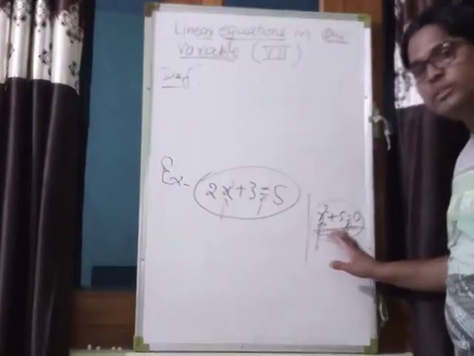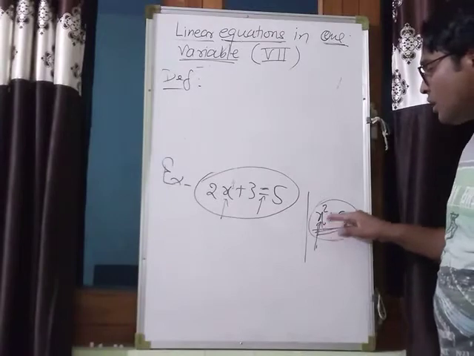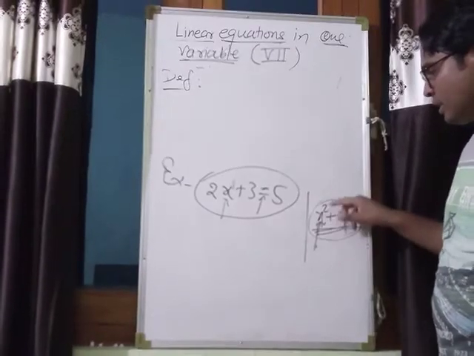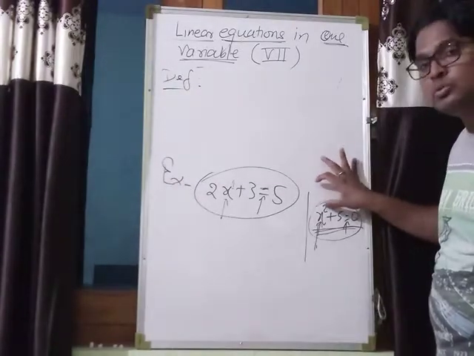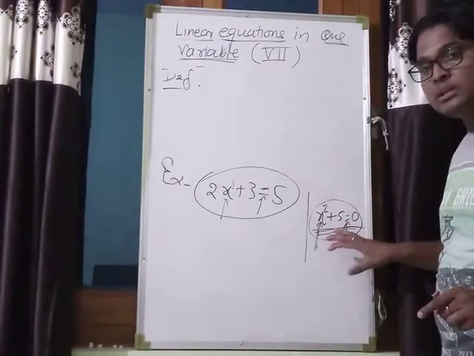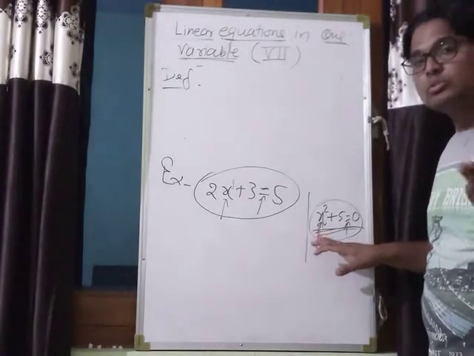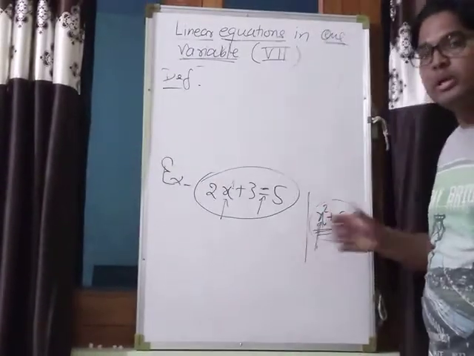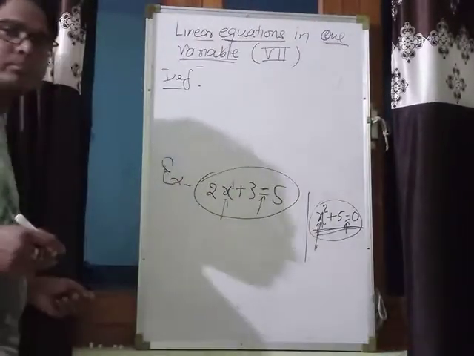This is also an equation having one variable, but it is not of degree 1, its highest power is not 1, its highest power is 2. That's why this is a quadratic equation. Okay, so that is the difference. Okay, I am going to give you some more examples.